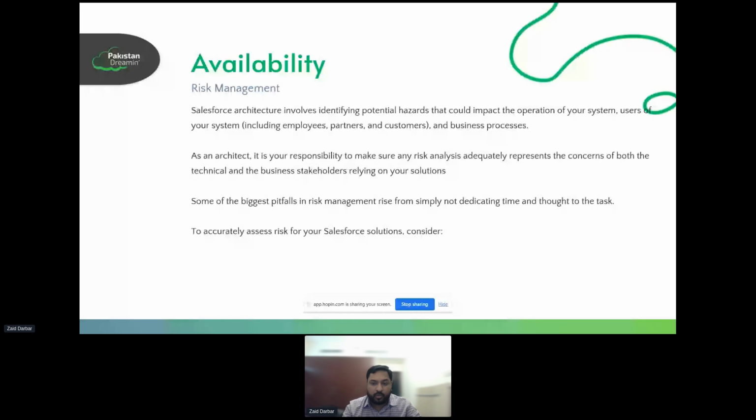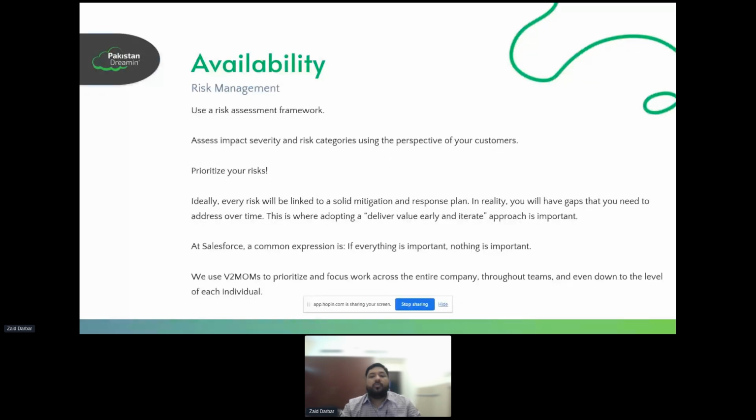Basically, there cannot be a system where there's no risk. The risk will always be there, but you need to make sure that you have the right approach, the right frameworks in place, and time allocated, as I said in the start, to start working on them.